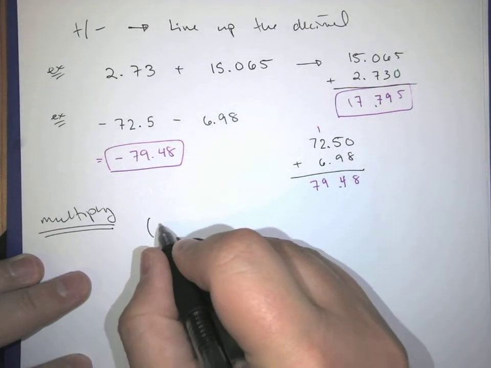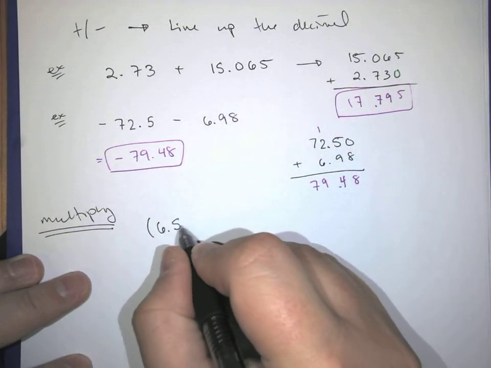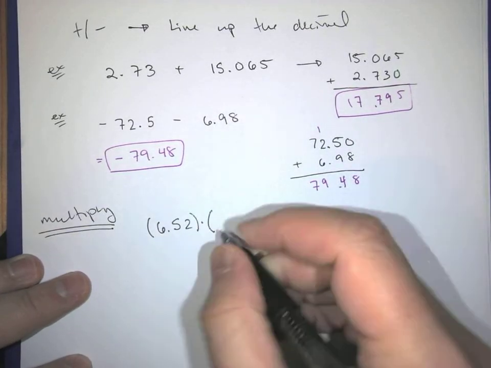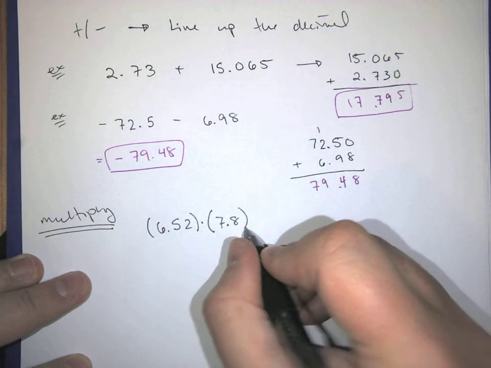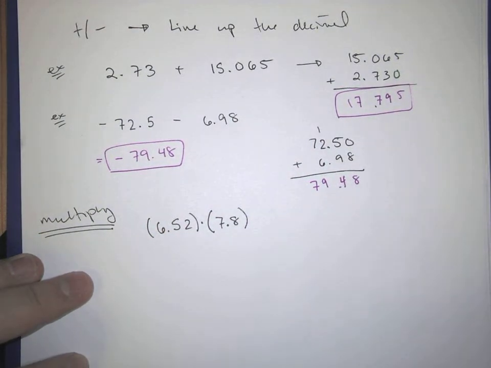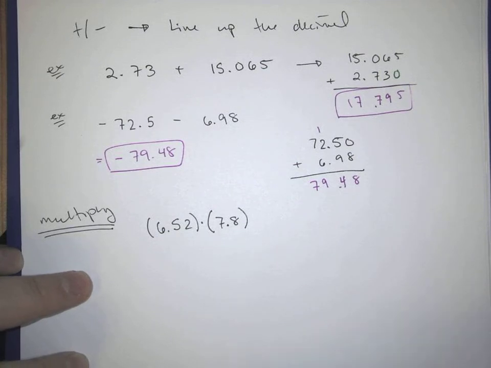Let's say something like 6.52. Let's times it by, I don't know, 7.8 or something, right? This is kind of random. This is 6.5 times 8-ish. 6 times 8, 48. This is going to end up 50-ish, somewhere around 50.